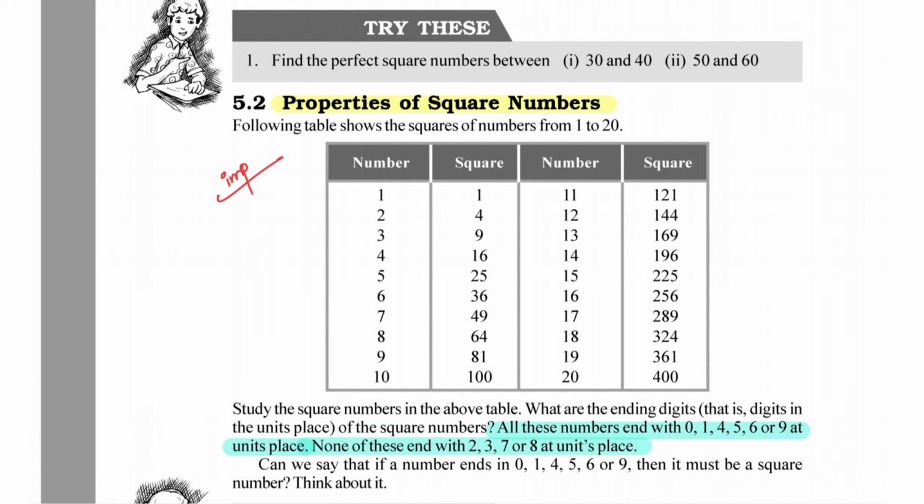So from this what we can make out, any number whose unit digit is 2, 3, 7 or 8 cannot be a square number. The other numbers which end with 0, 1, 4, 5, 6 or 9 can be square numbers. So this is the first point that you have to note. From this we can check whether the given number can be a square or it cannot be a square.